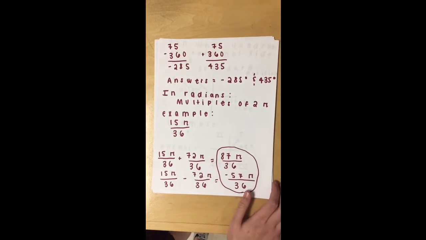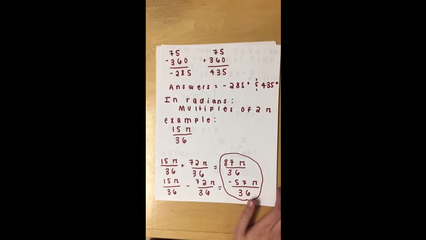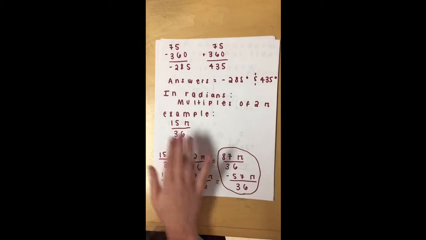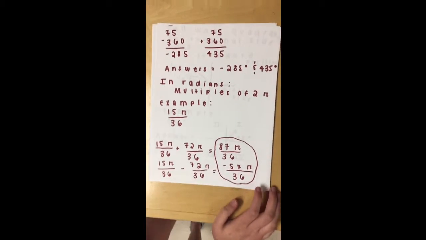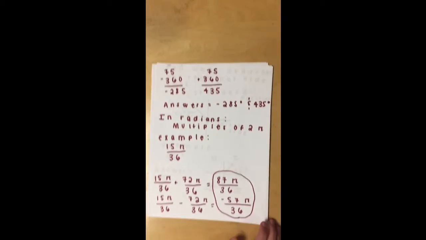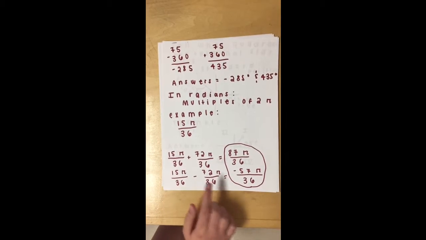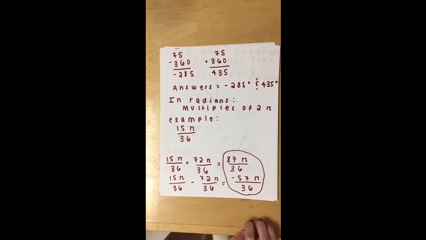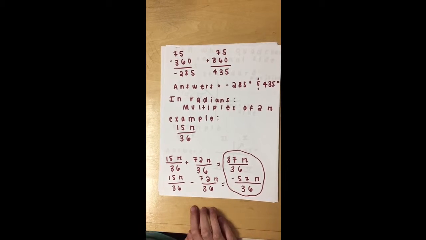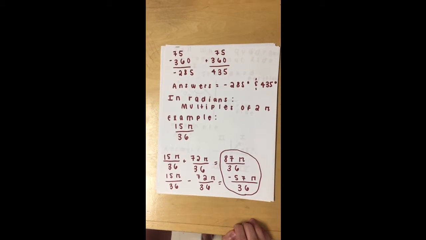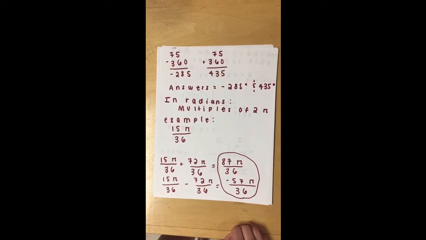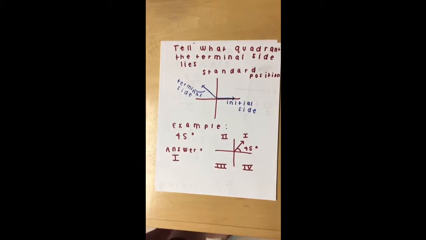And in radians, it's just multiples of 2 pi, because you know one full rotation is 2 pi. So an example is 15 pi over 36. Now, I converted 2 pi to the same base as 36 to make it a little easier, and when I added 72 pi over 36, which is equal to 2 pi, and subtracted it, I came up with 87 pi over 36 and negative 57 pi over 36.